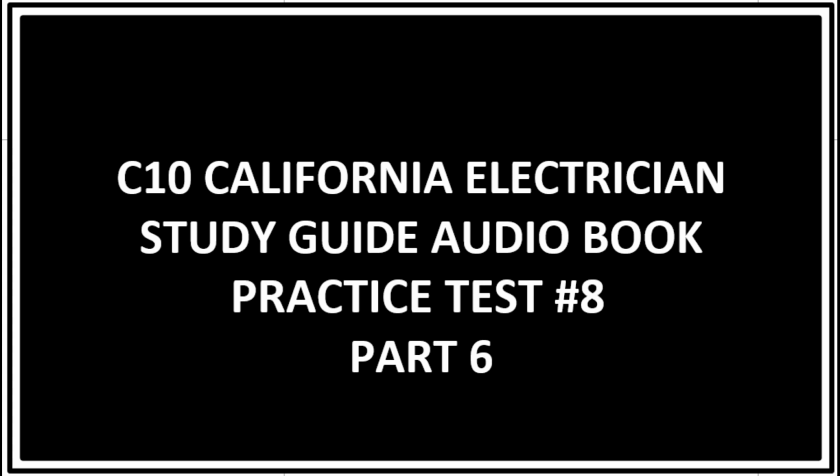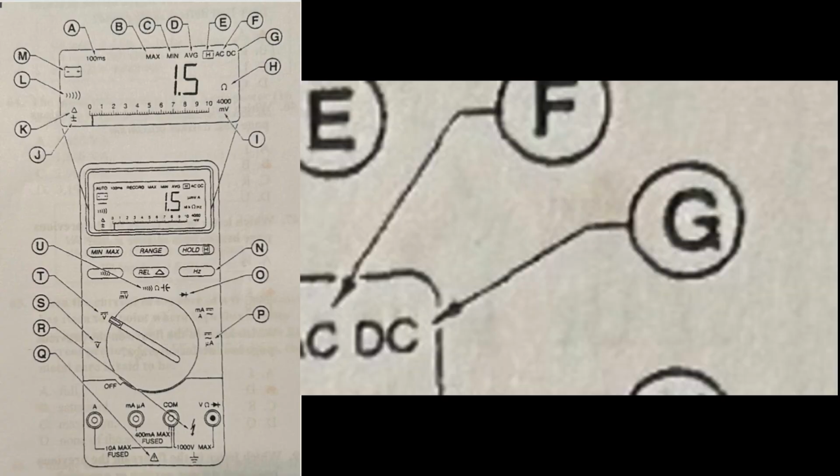Practice Test 8. Part 6. All meter diagram questions. Using diagram. Which letter for direct current? G. Direct current.